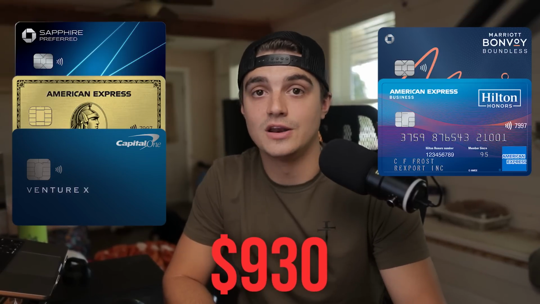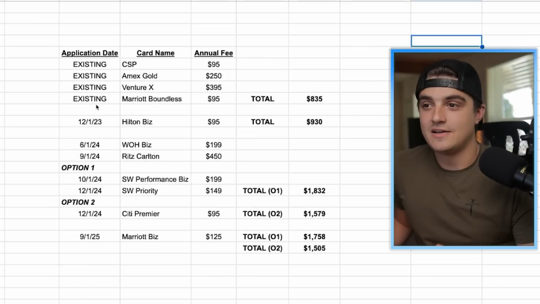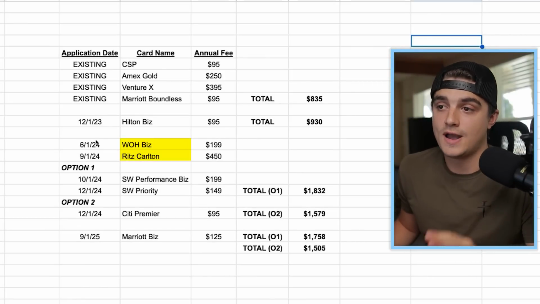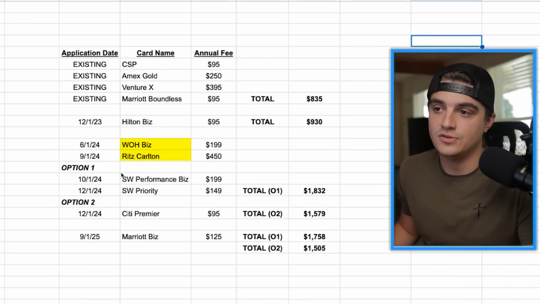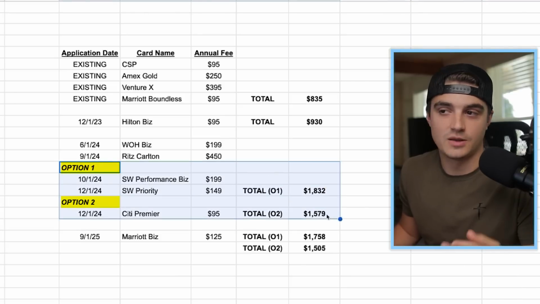We haven't broke that $1,000 mark yet, but still, that's a lot of money to be paying for credit cards. But again, I would imagine that I'm getting thousands of dollars worth of value from these cards every year, meaning that I can justify taking that $930 hit because I know how to use the credit cards correctly. Okay, but now let's move into 2024, where I have 2 cards currently being scheduled that are more guaranteed compared to these 2 options down below that we'll be talking about here in a little bit.